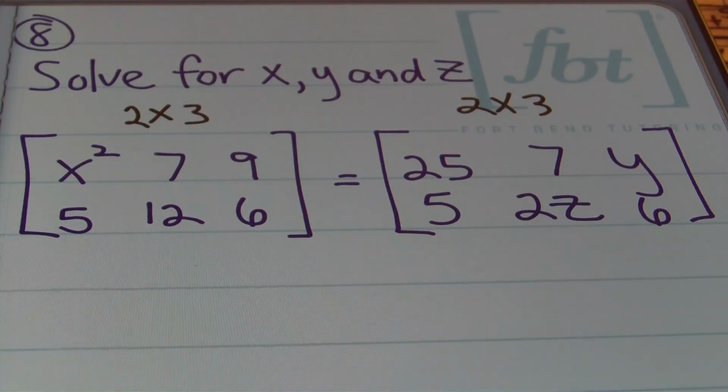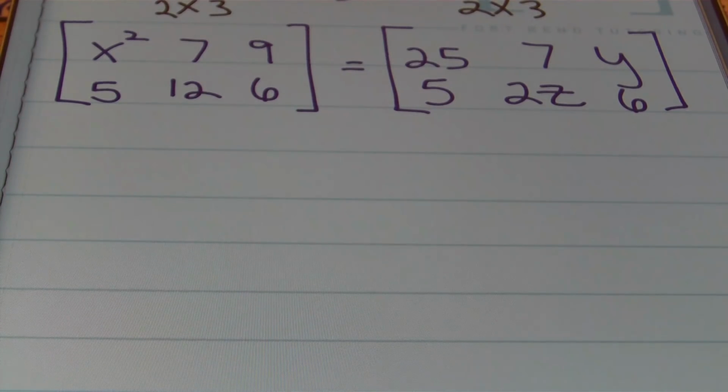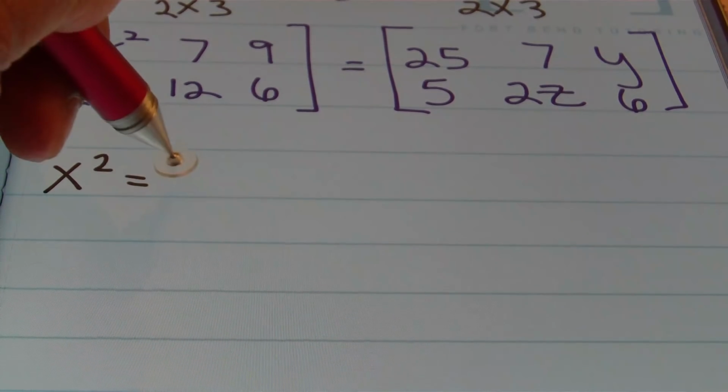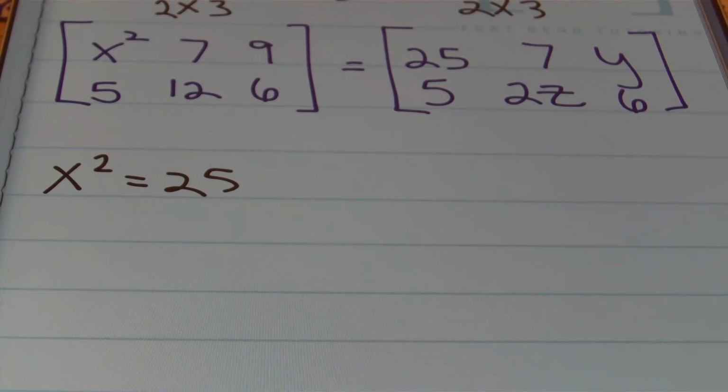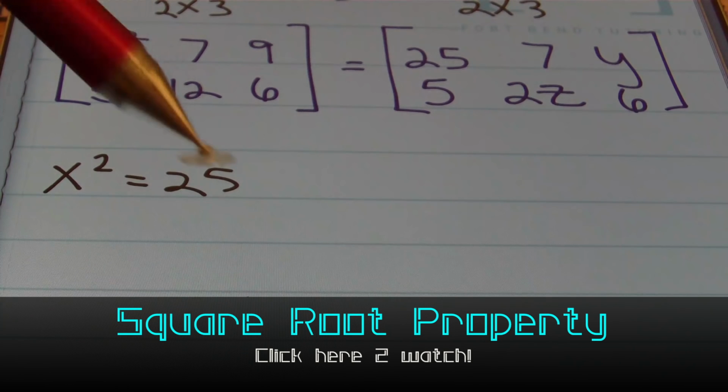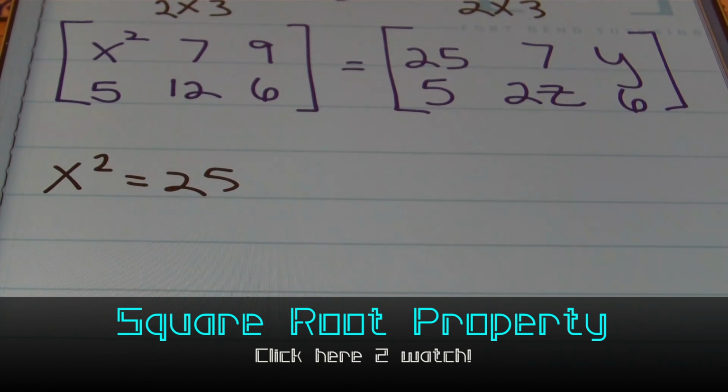Very good. So based on the definition of equal matrices, every corresponding element has to be equal to one another, which means we can set up an equation that reads x squared equals 25. That means that I'll be using the square root property. If you're not familiar with the square root property, check out this video right here.